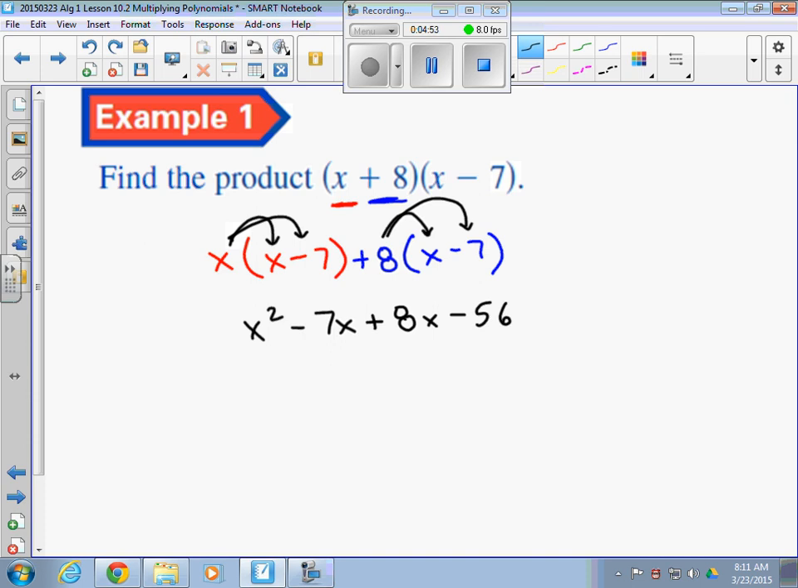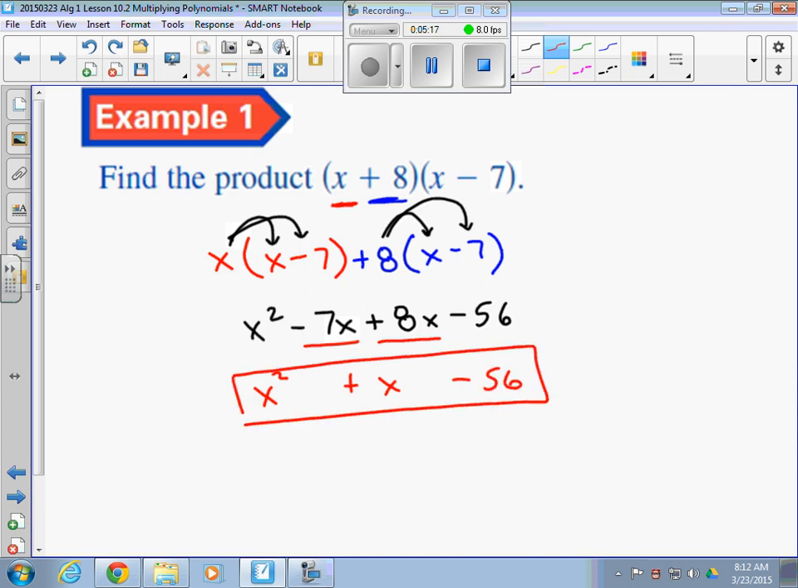So this is not quite finished. You have to combine the like terms. And when you do this, it's always going to be the two in the middle. Negative 7x, don't forget the negative, and positive 8x. Negative 7 plus 8 is going to be positive 1. So we have x squared plus 1x minus 56. And this is the product of the two binomials.